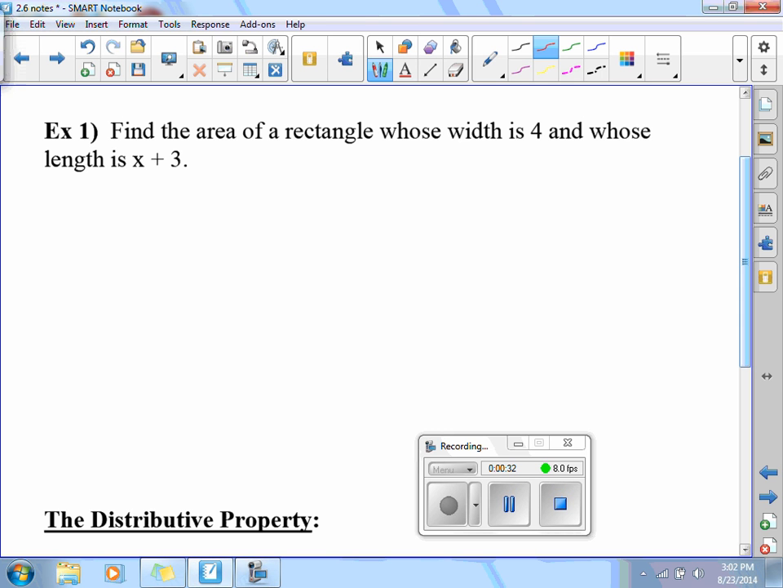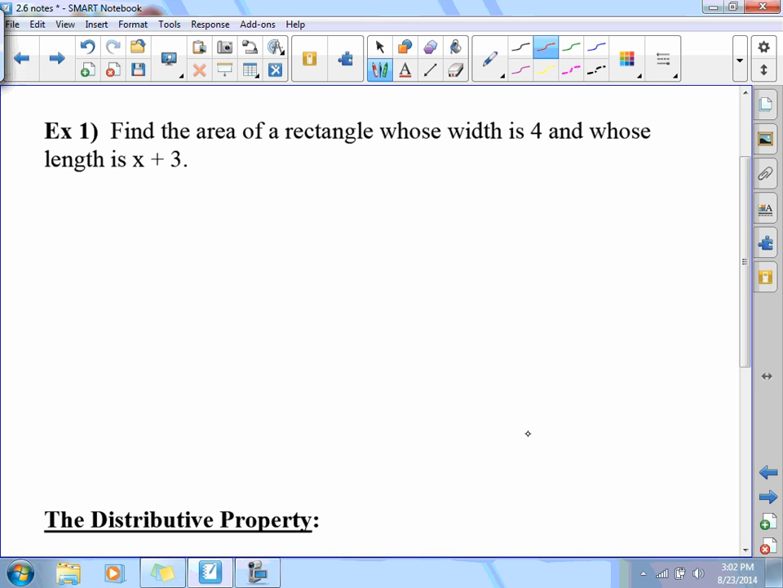And the very first thing we're going to do is find the area of a rectangle whose width is 4 and whose length is x plus 3. Now I'm going to draw a rectangle for you, and I'm going to draw it a little bit special. So there's our rectangle, and this is its width of 4, and its length has to be x plus 3. So part of it is x and part of it is 3.